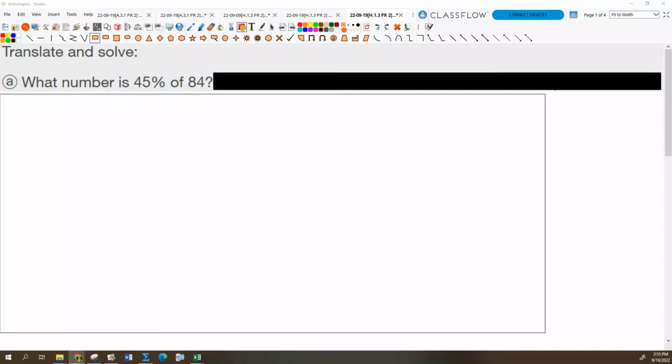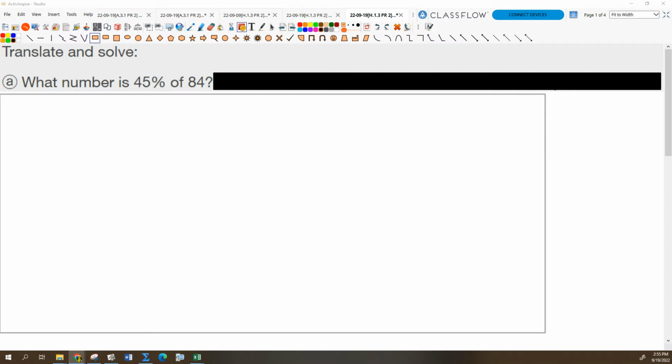Review how we deal with percentages in word problems. Remember, there's one rule. What do we always have to convert a percentage to before we can do arithmetic with it? What type of number? A decimal, right? We always want to convert it to a decimal.